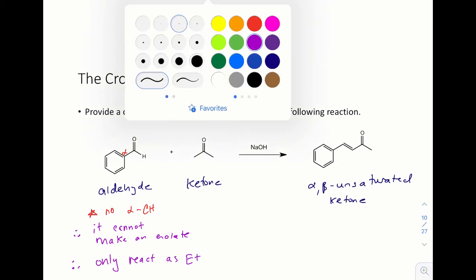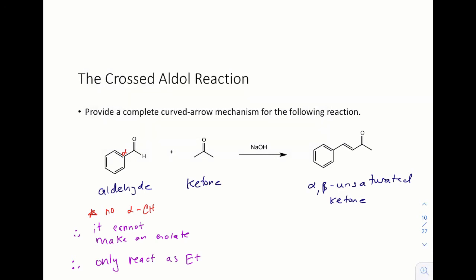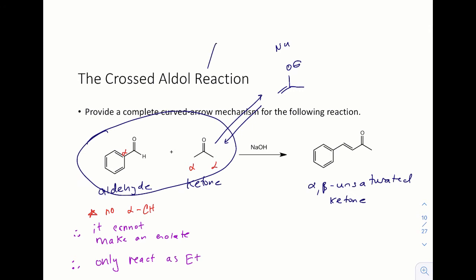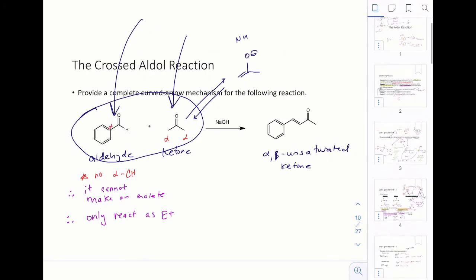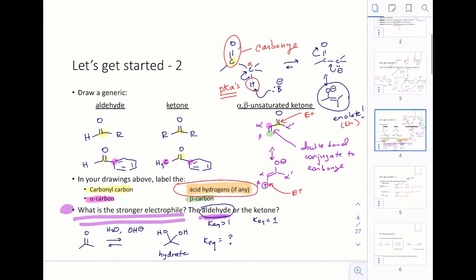And now the ketone, it certainly has alpha CHs, and the alpha carbons are the same, so it's only going to make one type of enolate, which is this enolate. And now this enolate serves as the nucleophile. You might say, okay, wait a second. There are two potential electrophiles. The enolate could attack itself, or it could attack the aldehyde. Well, what did we discuss way back here?